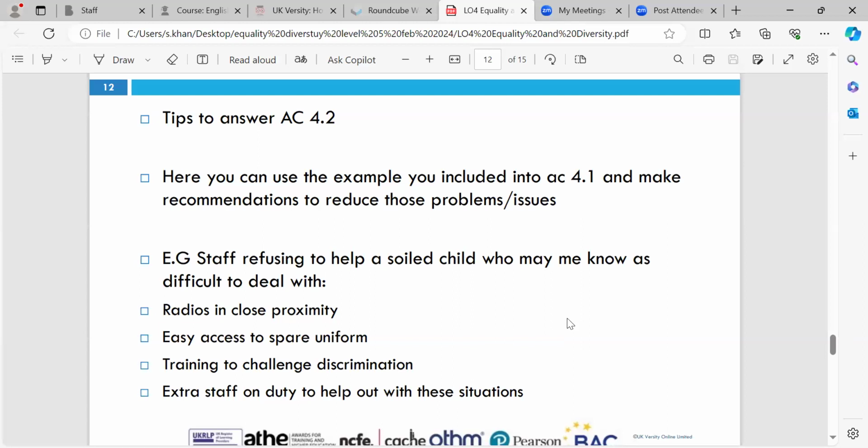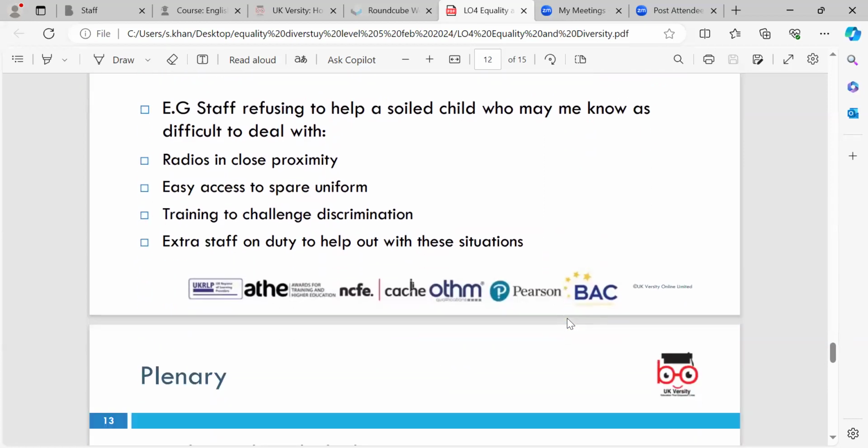And having extra staff there, because teachers are not always able to do certain things. If you have an experienced staff member there, or a staff member that knows a lot about challenging behaviour or challenging any forms of discrimination, you should take on board what that staff member is saying and try to implement that within the workplace.